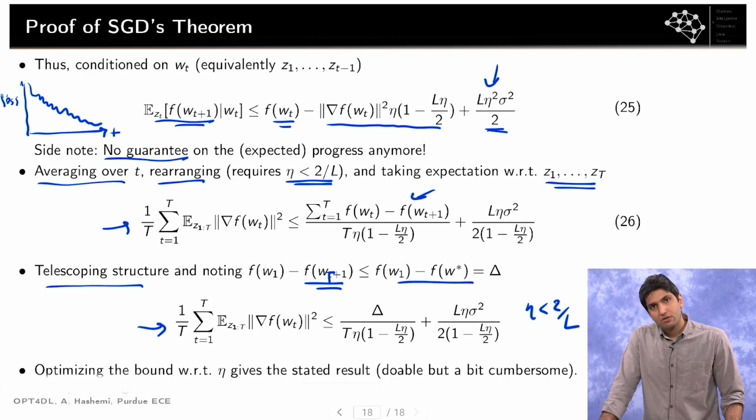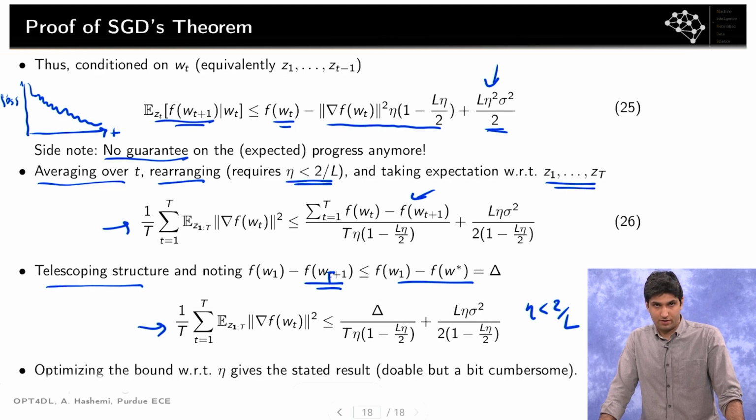All right, so that's it. We successfully proved these two theorems for the performance of gradient descent and SGD on functions that are smooth but not necessarily convex.